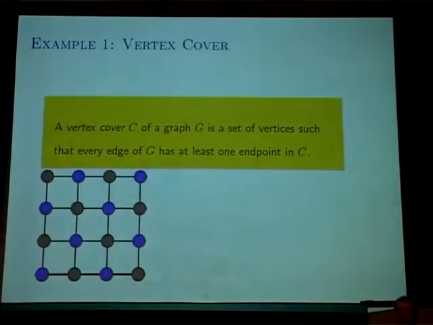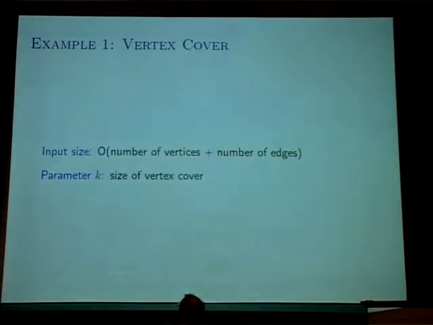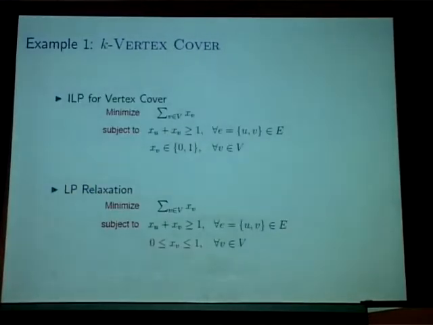And just to give an example, probably the most classical example is vertex cover. A vertex cover of a graph is a set of vertices such that every edge has at least one endpoint in this set. If we look at the parameterized problem, the input size is the number of vertices plus the number of edges in the graph, and the parameter k is the size of the vertex cover. This is the parameterized instance of vertex cover.